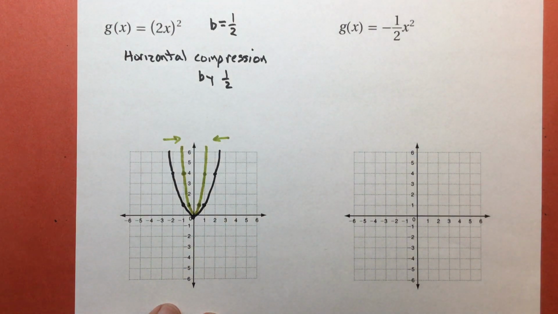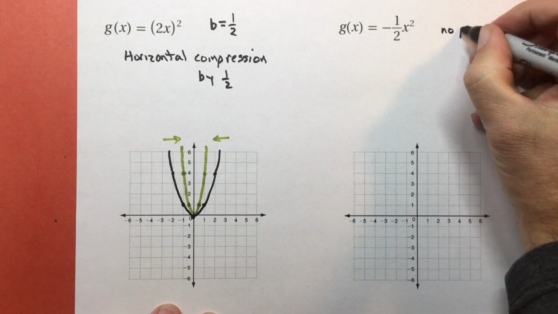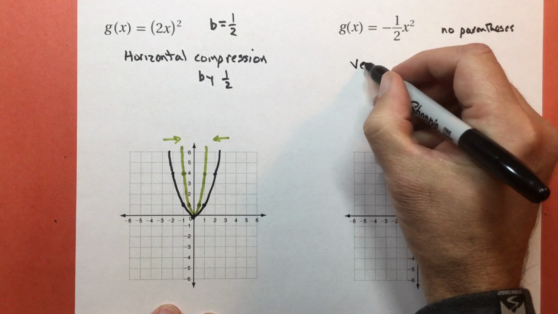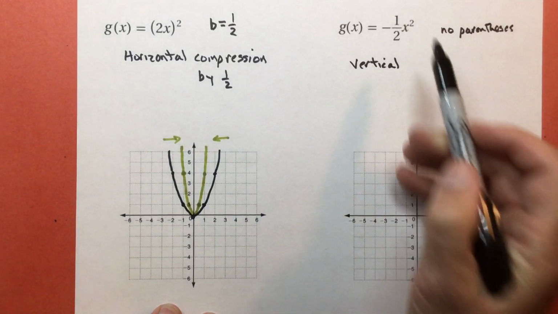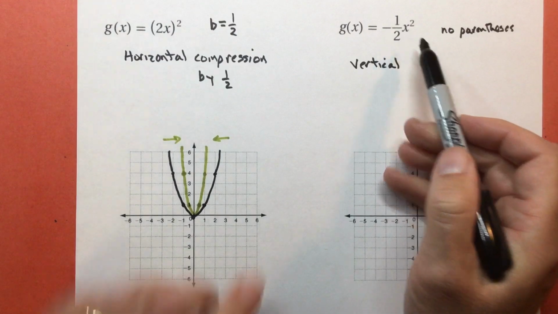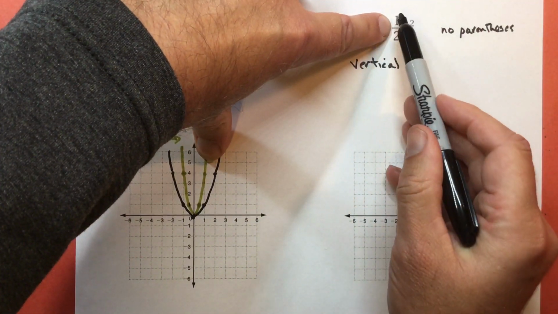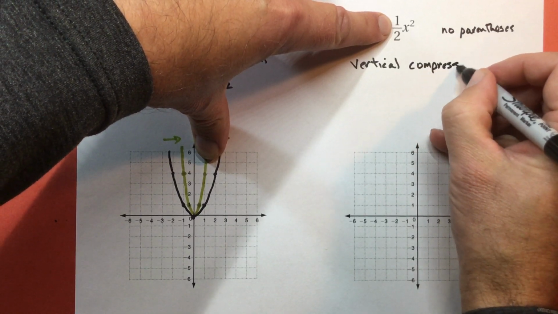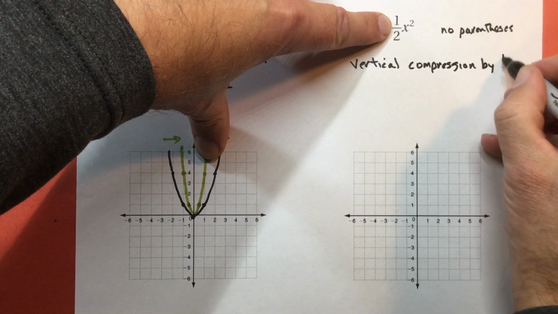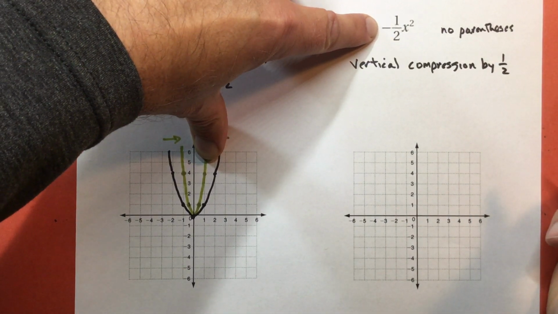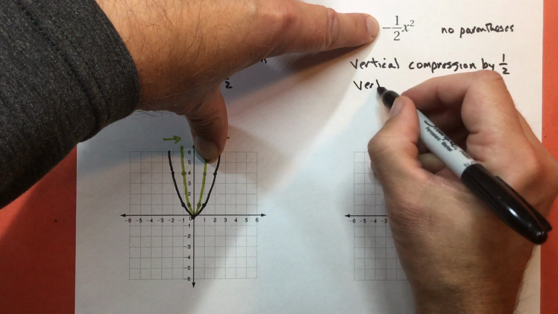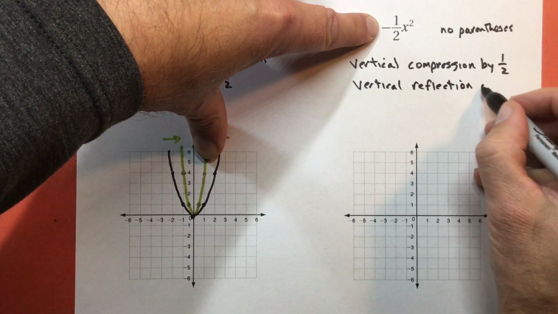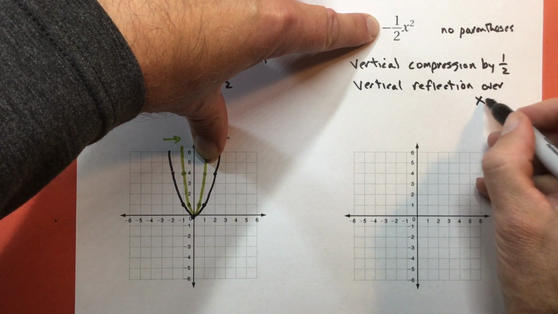Finally, g of x is negative 1/2 x squared. No parentheses. So this is vertical. But I've got a negative here. So that means I've got two parts. So I'm going to ignore the negative for just a second. I've got 1/2 x squared. This is a vertical compression by 1/2. The negative tells me I have a vertical reflection over the x-axis.